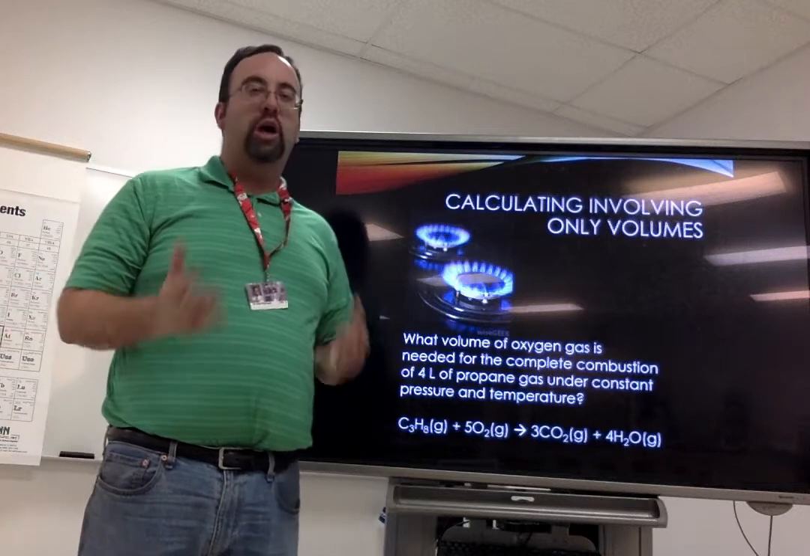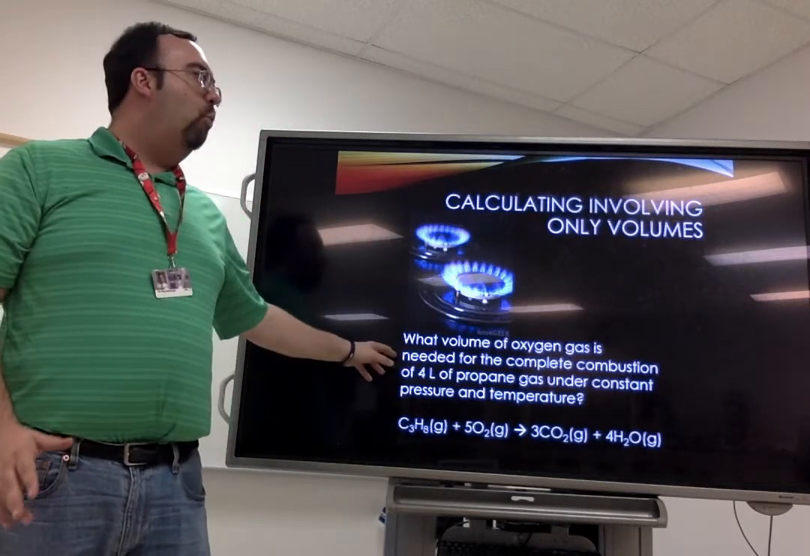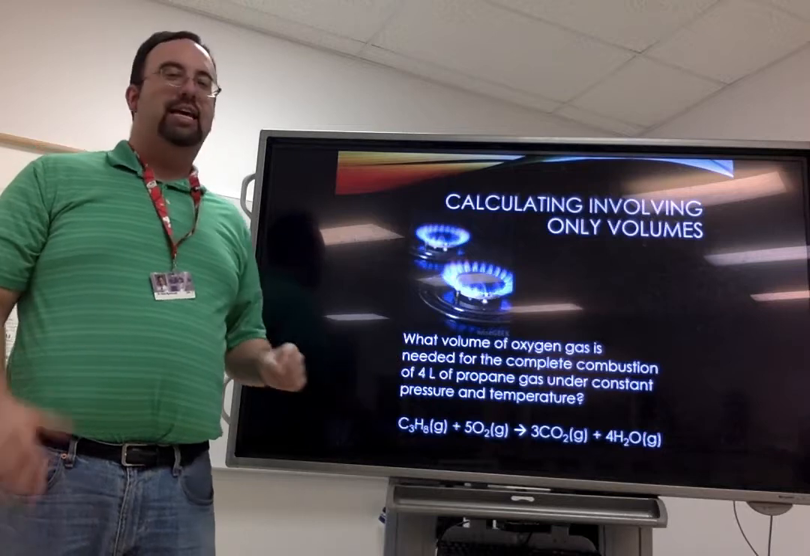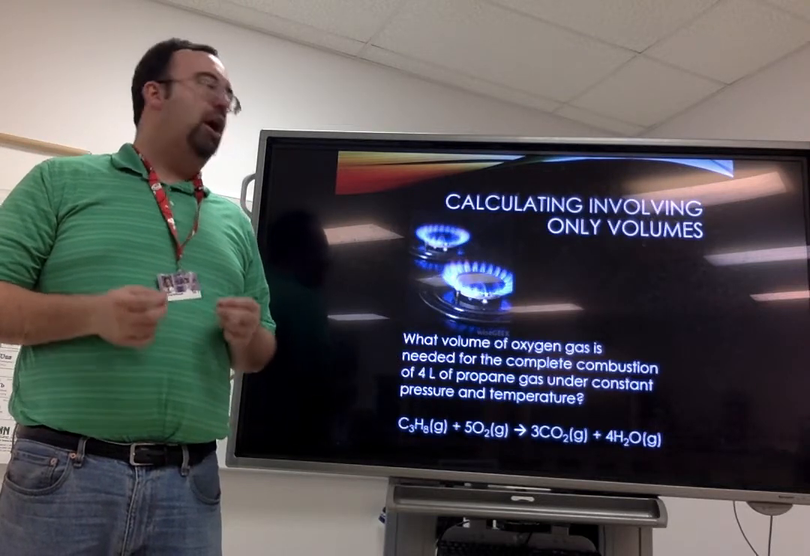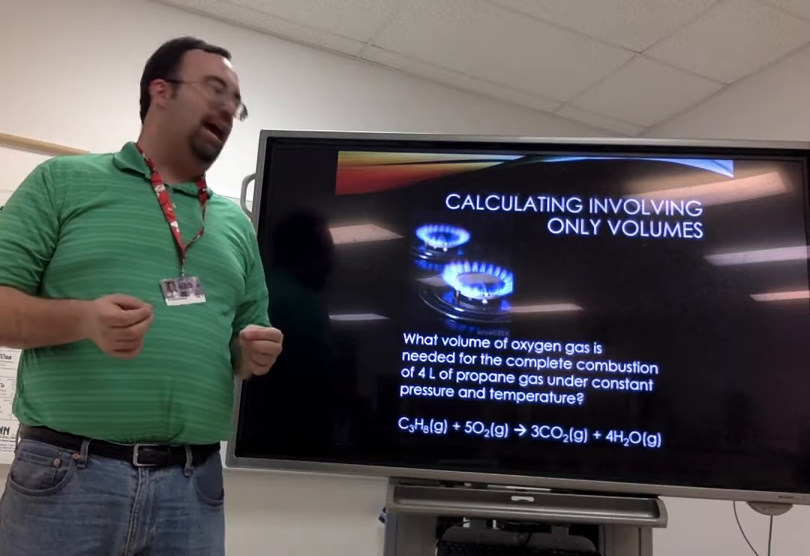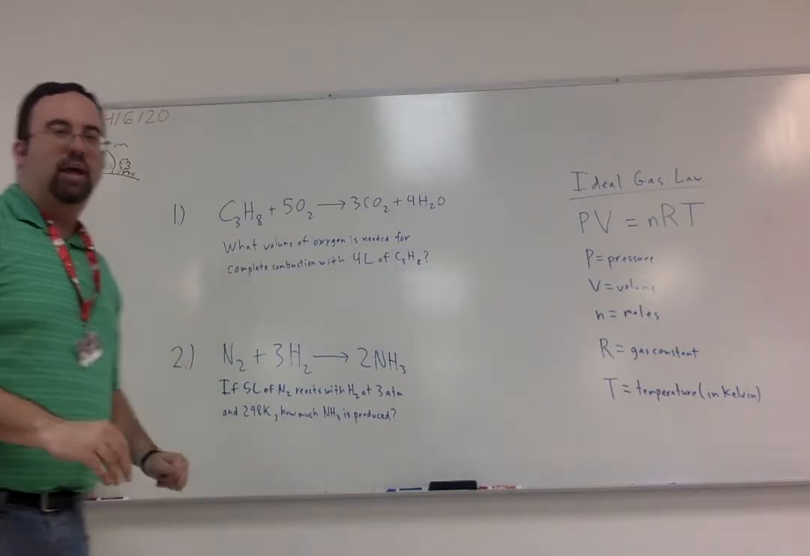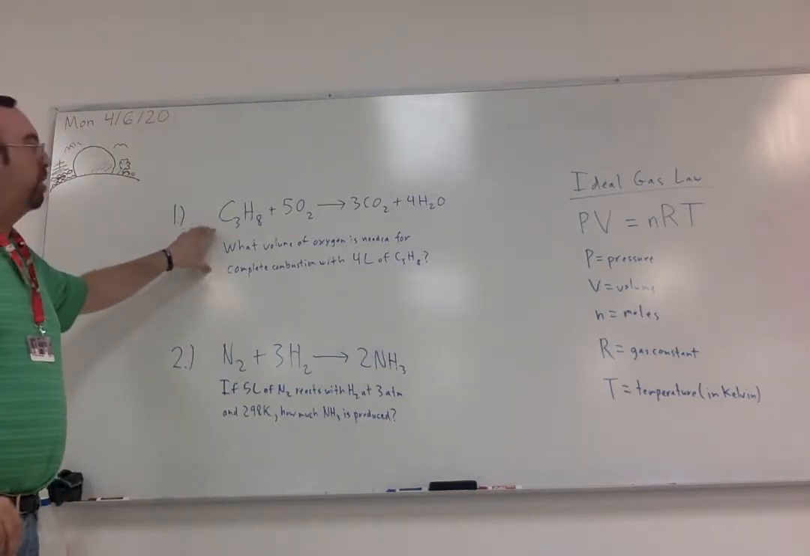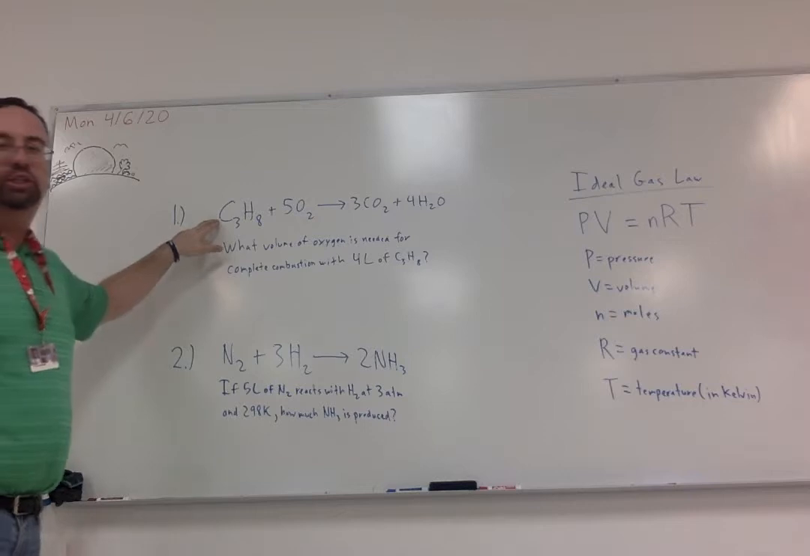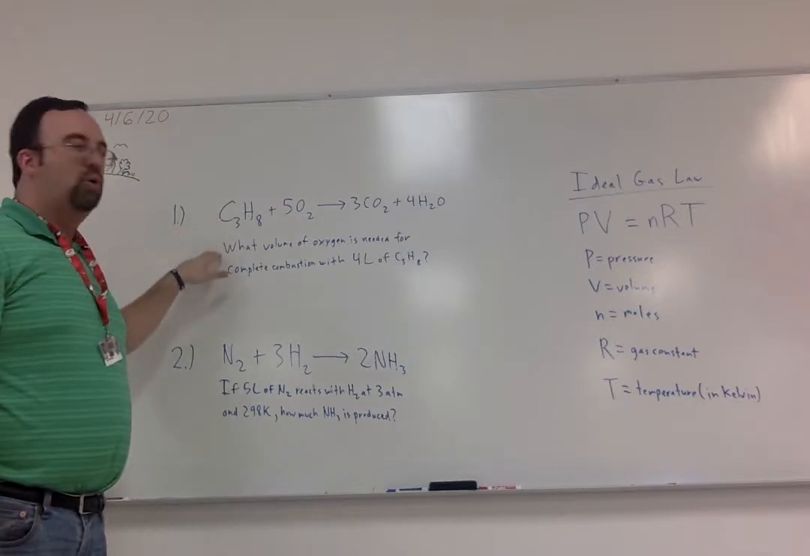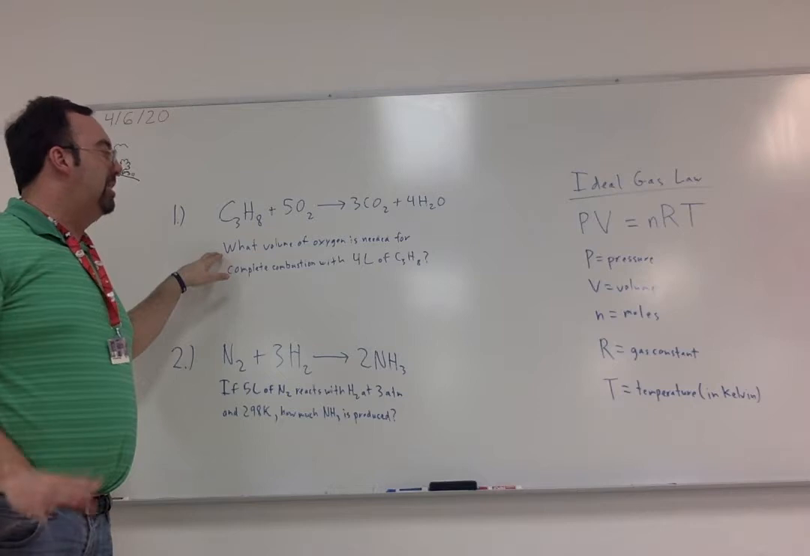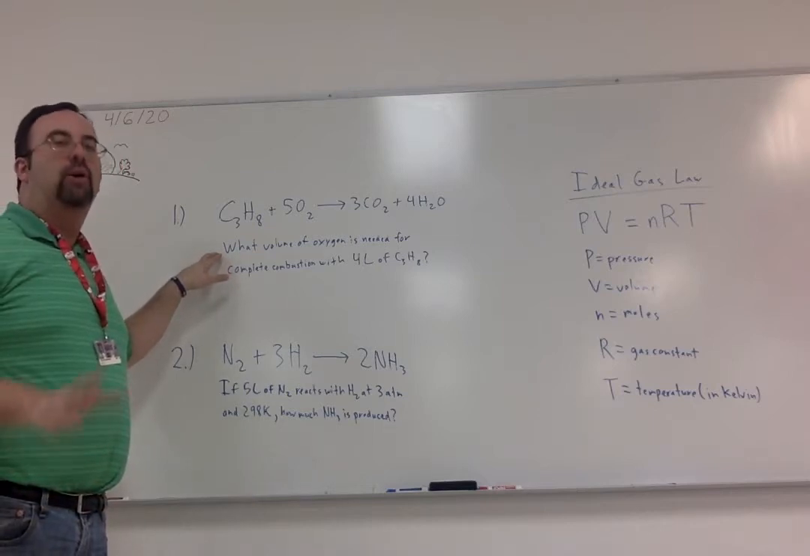And so the question for this first problem: what volume of oxygen gas is needed for the complete combustion of 4 liters of propane gas under constant pressure and temperature? So I'm going to go ahead and refer you now over to the board here. And so we're going to go ahead and look at this first problem first. So here's our balanced equation up here. And so again, the question: what volume of oxygen is needed for the complete combustion of 4 liters of C3H8, otherwise known as propane?